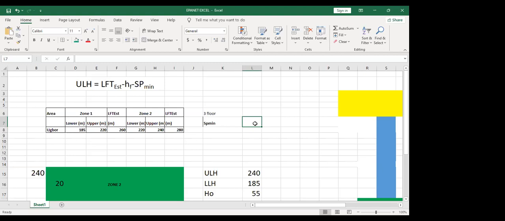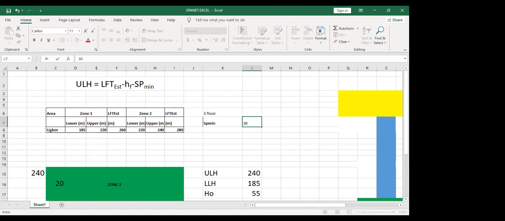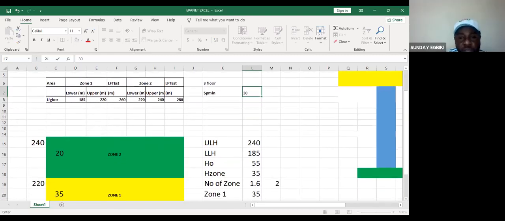35? Is it 35? One floor is 20. Two floors will be 25. Three floors will be 30. Yes, it's 30. Okay, it will be 30 meter water column.